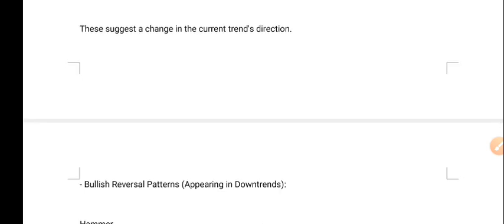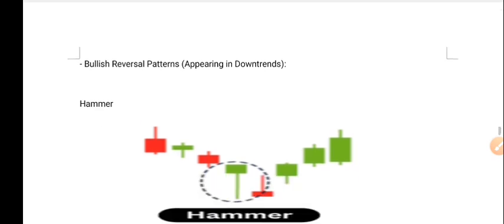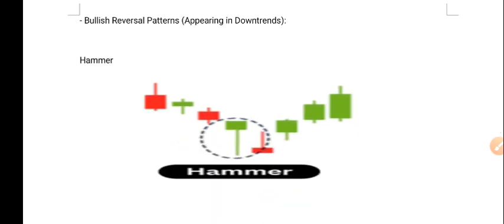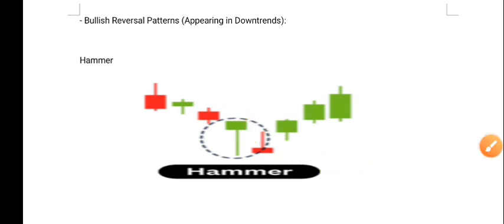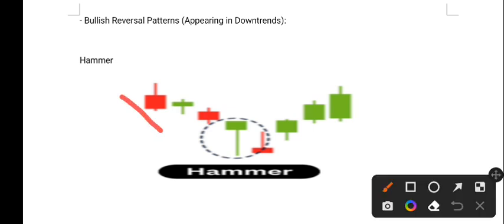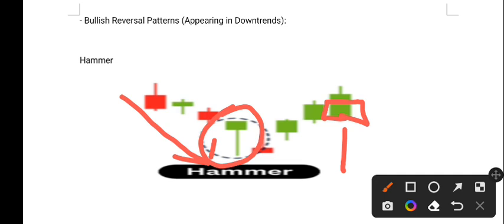So as I said, reversal pattern suggests a change in current price direction. So we have the bullish reversal pattern appearing in a downtrend. That means if there's a downtrend and then you see this bullish candle appear, what do you expect? You expect price to start going up. So this is it here. Price was originally coming down, and then this is the hammer. The hammer has a wick and then a fat body. Not really fat per se, but this is how a hammer looks like. And then once you see the price start going up.